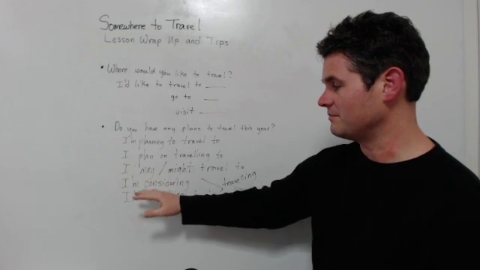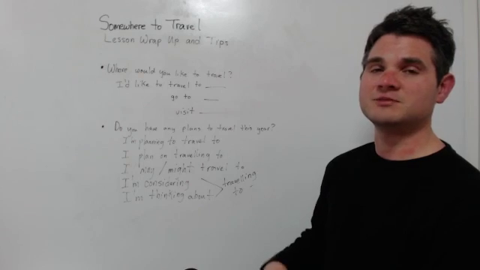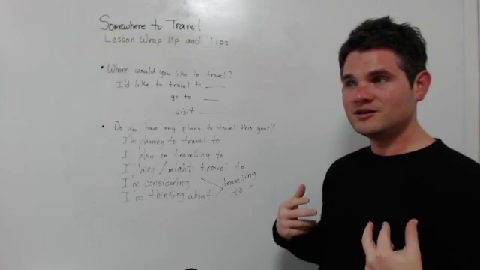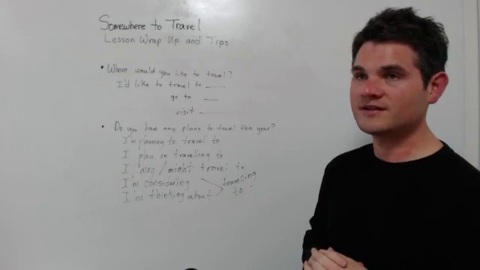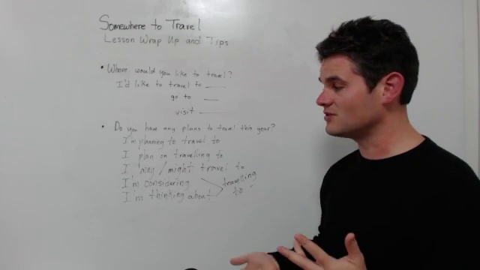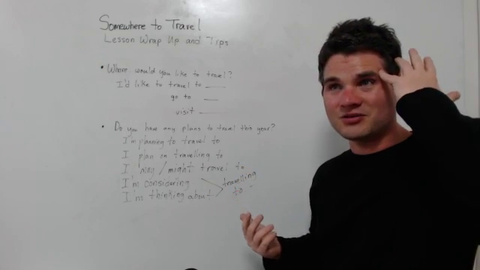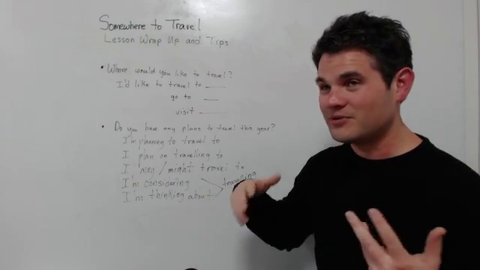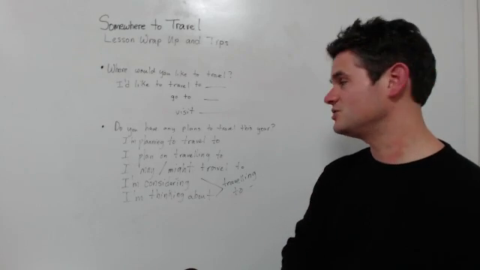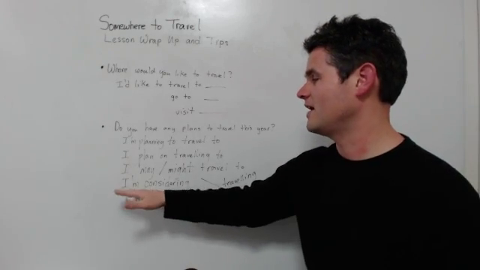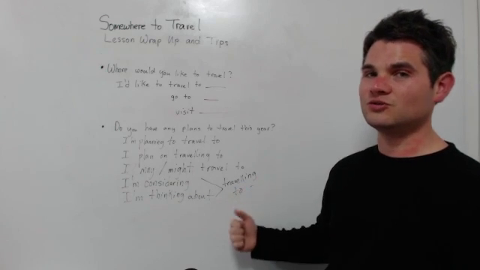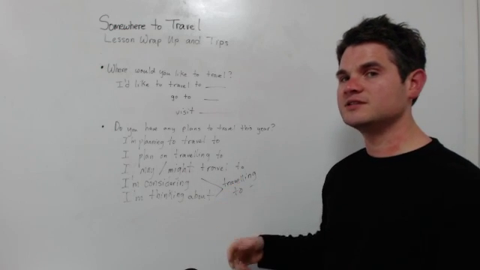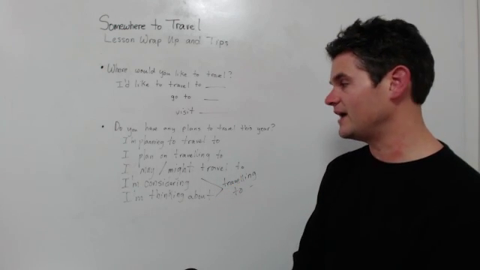Now, right here, we've got I'm considering and I'm thinking about. This means it's not definite, but you do have it in mind to travel to one of these places. So, do you have any plans to travel this year? And you're thinking about maybe traveling to Dubai. So you could say, well, I'm not entirely sure, but I'm considering traveling to Dubai. You can also say, I'm thinking about traveling to Dubai.